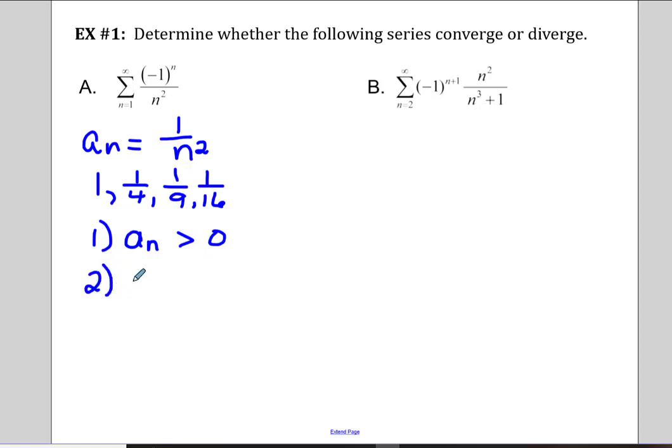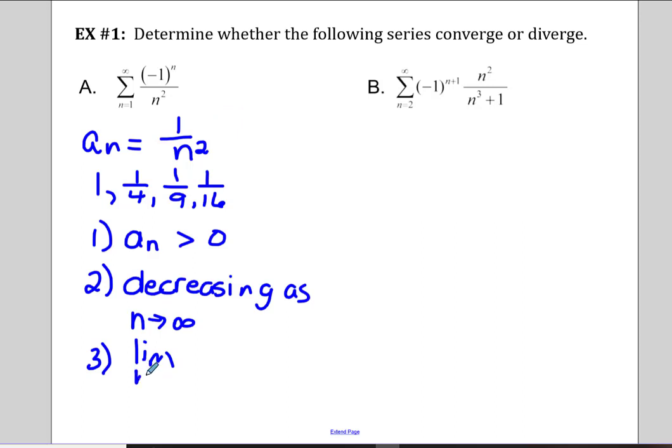A sub n is positive. We know that the terms are decreasing in magnitude. They're decreasing. And if you wanted to use the notation in the definition, you could say decreasing as n goes to infinity. And we know that if you think about the limit as n approaches infinity of our a sub n term, 1 over a very large number is going to approach 0. So therefore we could say that this particular alternating series converges.